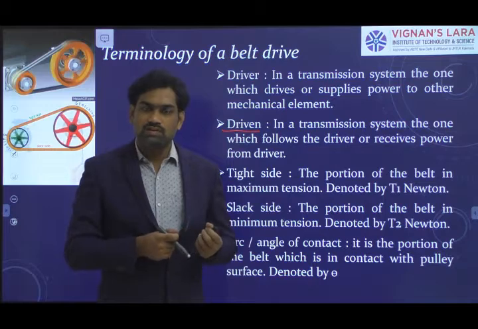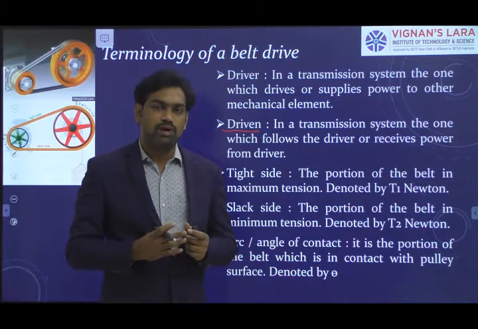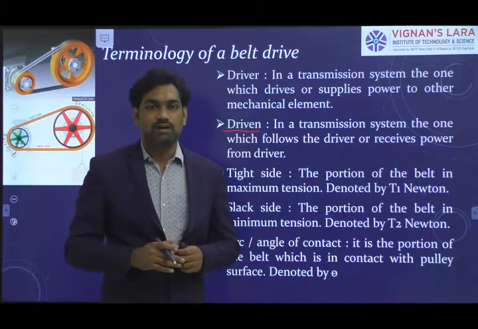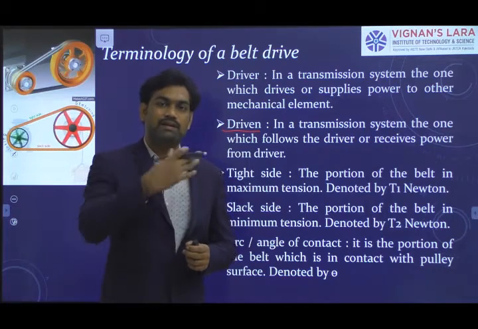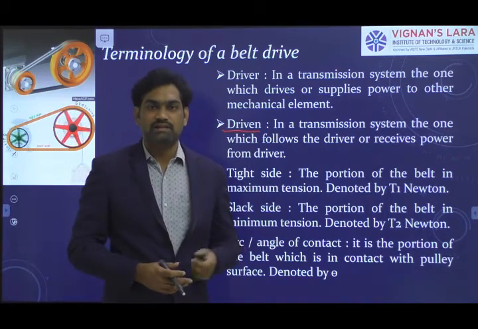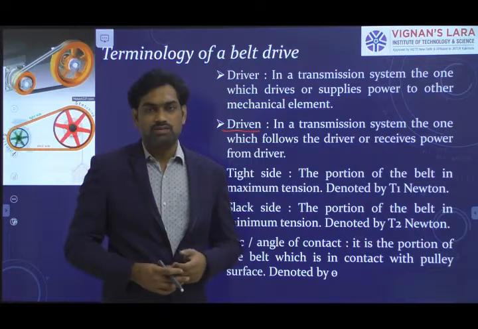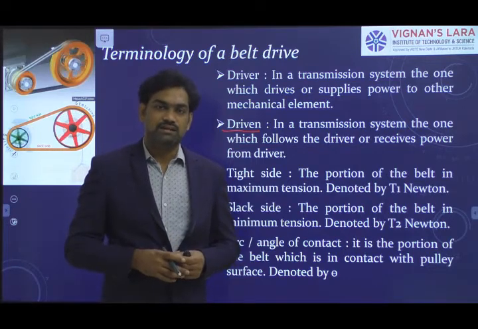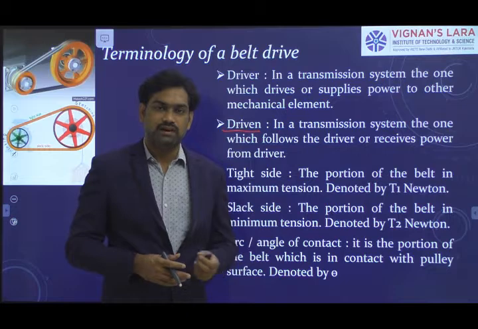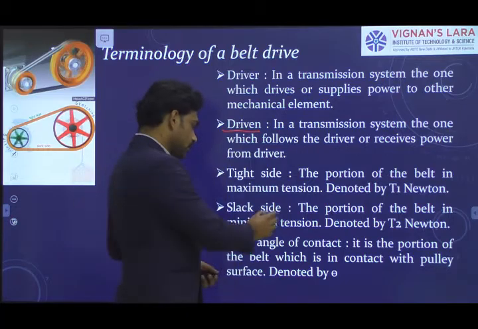So there is always a greater tension available on that side of the belt, and we call it the tight side. And whenever the belt leaves on the other side, that is the delivery side of the pulley, there is slightly less tension compared to the receiving side. So that we call the slack side.